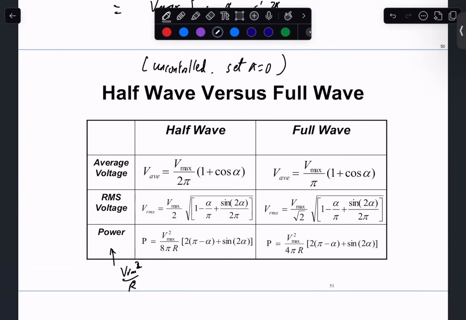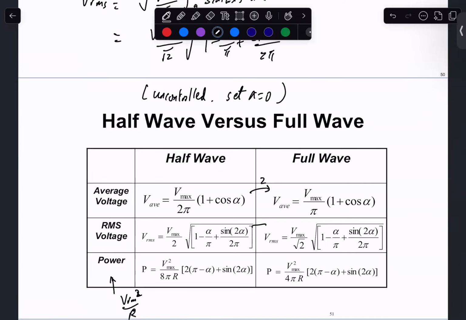Right, so power calculation is fairly straightforward. We can square this and do some simplifications, and we get the power formula here. The observation is the average voltage increased by a factor of 2. The RMS voltage increased by a factor of square root of 2, because we're doing the square root in the root mean square voltage. And then power increases by a factor of 2 again.